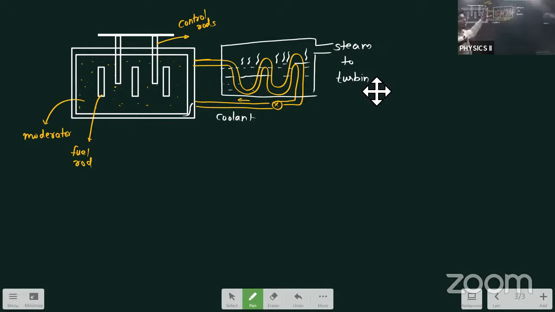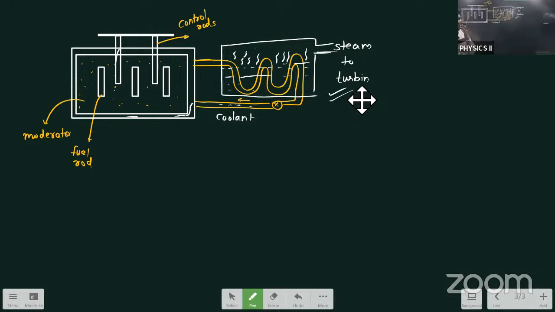I prefer you to draw this diagram. Otherwise, you can draw one basic diagram which is available in your question bank. See here, this is the diagram for a nuclear reactor. Here we have the fuel rod. Inside this we have moderator. These are called control rods. Coolant is passed through this pipe, and it absorbs all the heat energy generated in the nuclear reactor. Due to this, steam will be generated here. This steam is used for running the turbine.